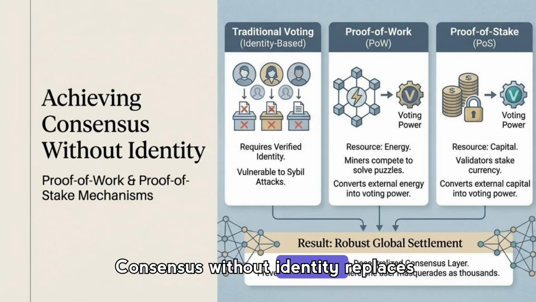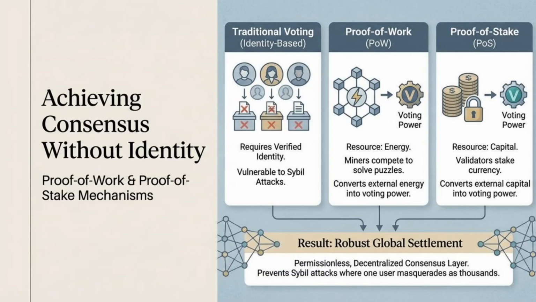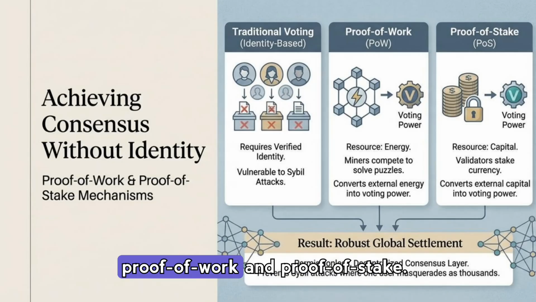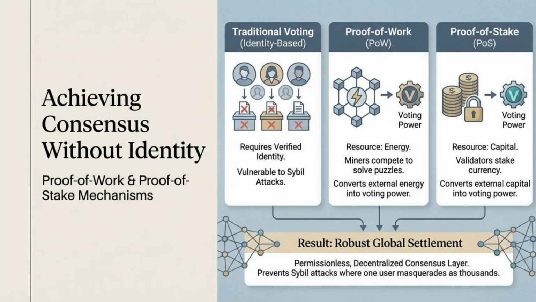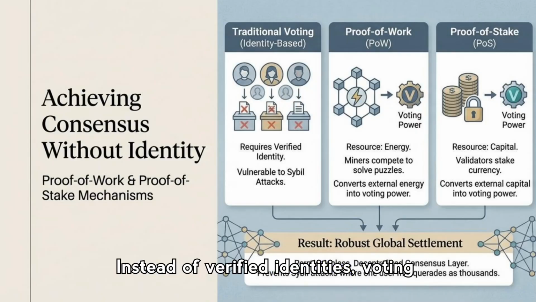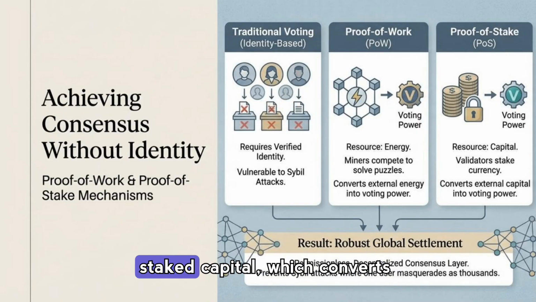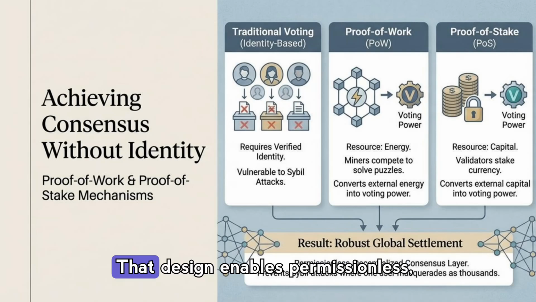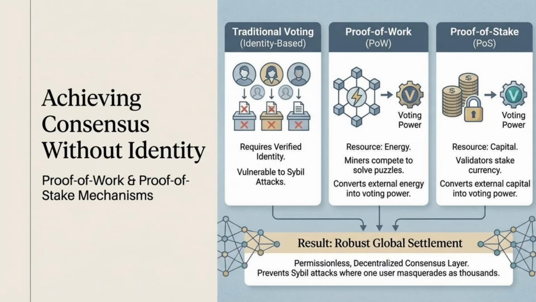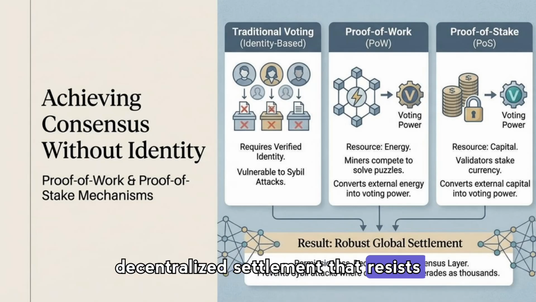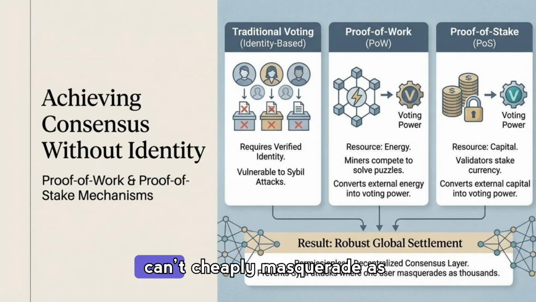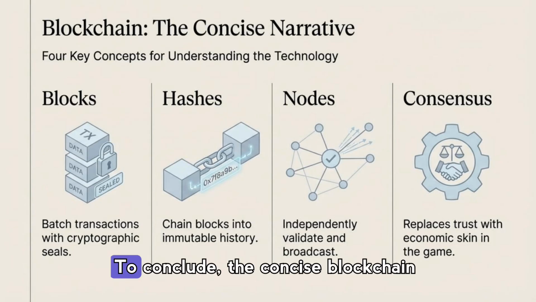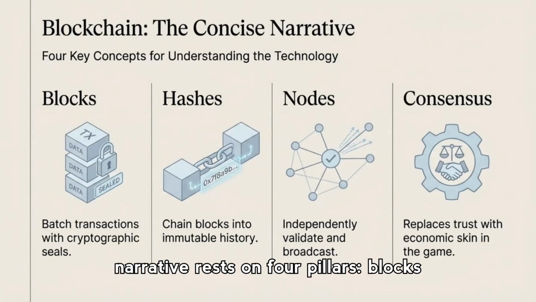Consensus without identity replaces identity-based voting with resource-backed mechanisms like proof of work and proof of stake. Instead of verified identities, voting power derives from energy or staked capital, which converts external resources into influence. That design enables permissionless, decentralized settlement that resists Sybil attacks, because one actor can't cheaply masquerade as thousands without committing real resources.